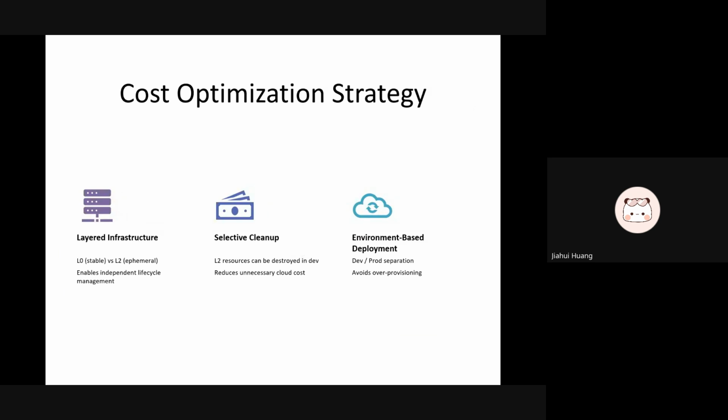Now let's talk about cost optimization. One key strategy is our layered infrastructure design. Since L0 is stable and L2 is more dynamic, we can selectively deploy or destroy resources when needed. For example, in the dev environment, we can clear up L2 resources to reduce unnecessary costs. We also separate environments like dev and prod, which helps us avoid running production-level resources in non-production environments. Overall, this approach helps us control cloud costs while maintaining flexibility.